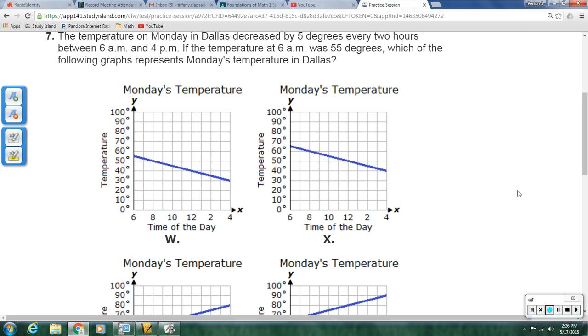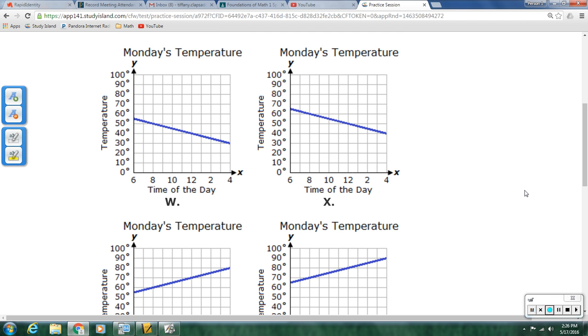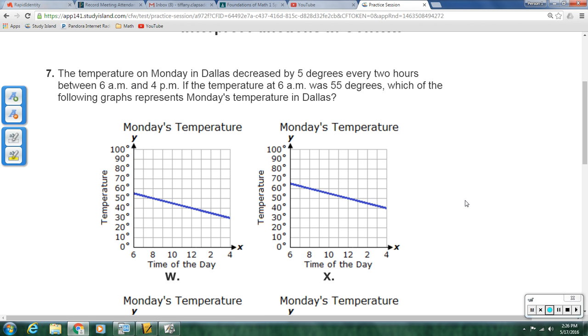Well, first of all, alright, tell us. Why are the two bottom ones wrong? Because that's an increase. Very good observation. So we have just gone from 25% to 50% guessing. Alright, so the top two. So it says it starts where at 6 a.m.